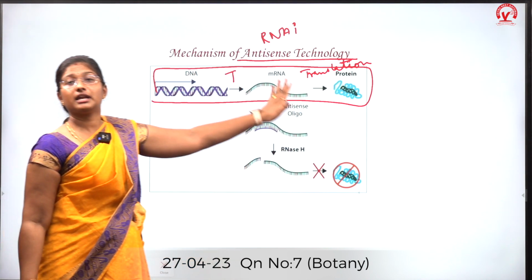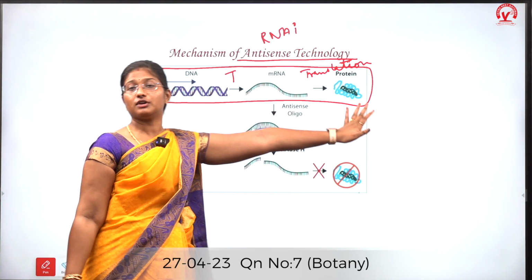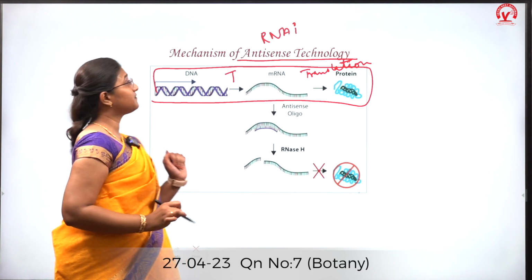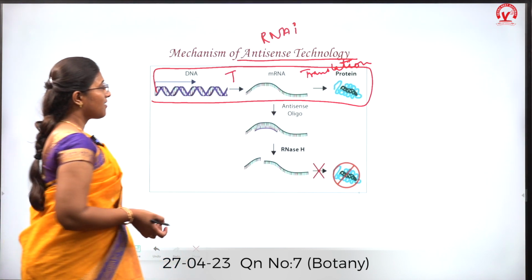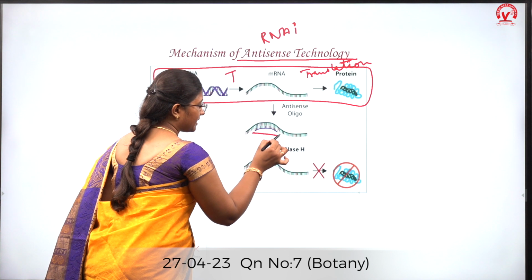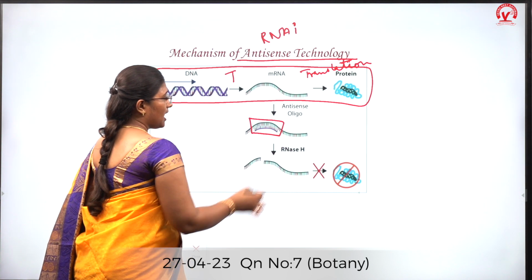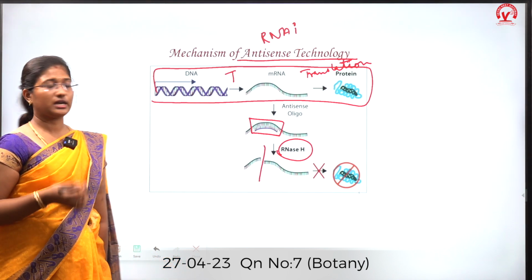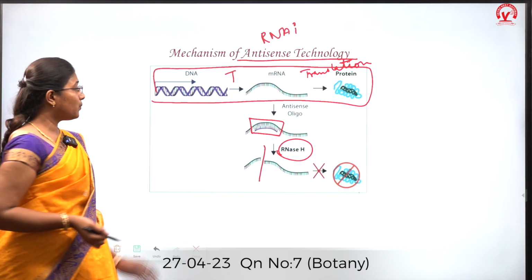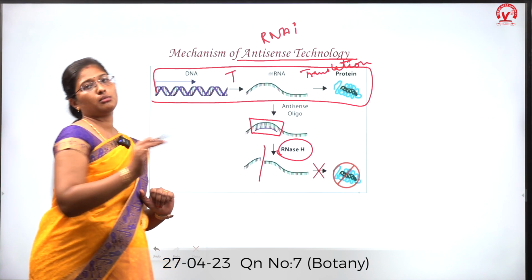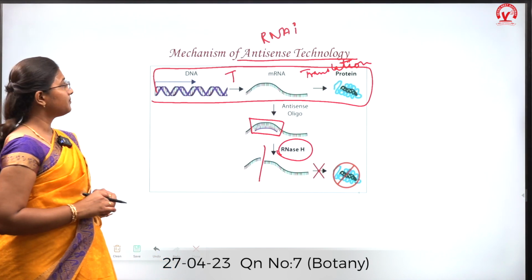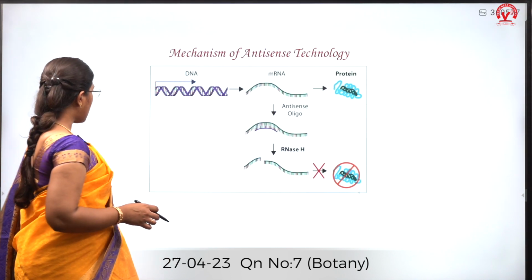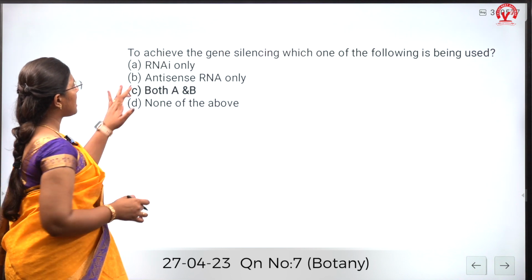So DNA to mRNA is called transcription, and mRNA to a functional protein is called translation. To disrupt this process, we use antisense technology, where an oligonucleotide binds to the mRNA and RNase H will nick or cut the RNA into pieces, which will further avoid formation of a functional protein. So the answer would be both A and B, that is RNA-I and antisense RNA.